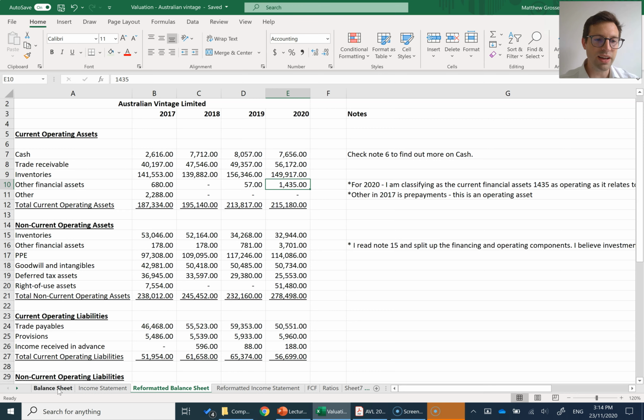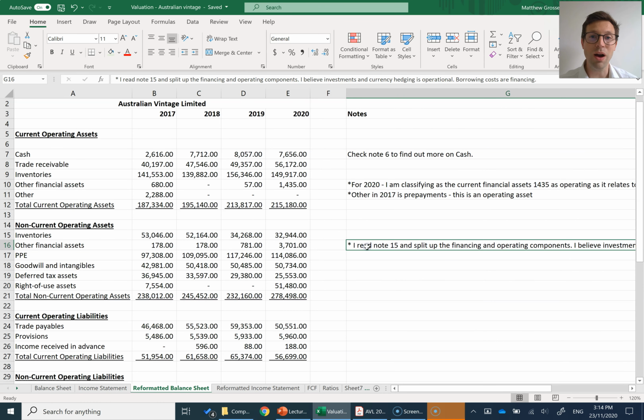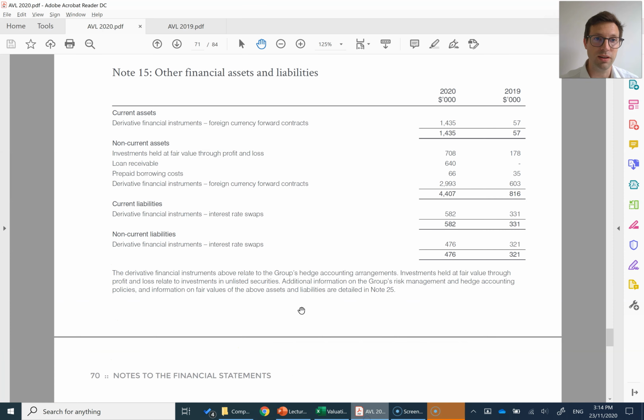I then keep going down my balance sheet. I keep looking through all the accounts and classifying if there's interest or not. We get to other financial assets, the non-current assets. Again, I read note 15, and this time I've split up the number. On the balance sheet, non-current other financial assets is 4,407. I look at the financial statement in note 15. They've got 4,407 non-current assets, which are financial assets.